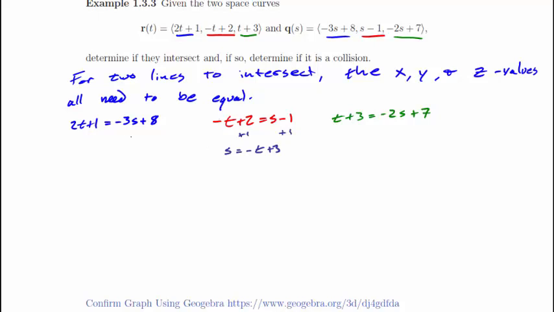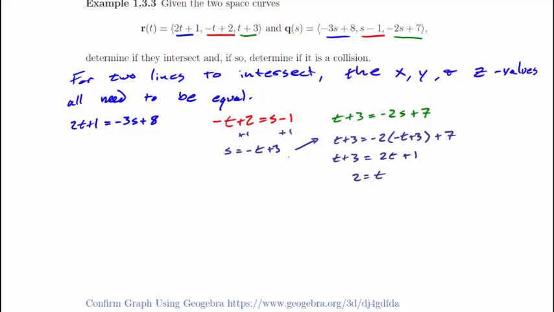I can now plug this into either of these two equations. I'm going to choose this one on the right. It doesn't matter. So this is t plus 3 equals negative 2 times negative t plus 3 plus 7. So t plus 3 equals 2t minus 6 plus 7, which is plus 1. I want to solve for t now. Bring the 1 over, I get 2 equals. Bring this t over, and I get 2 equals t.